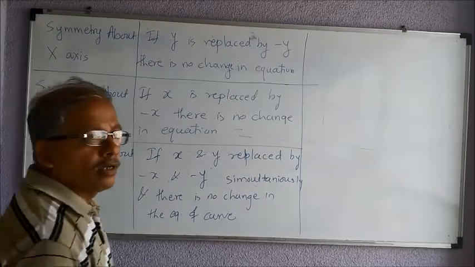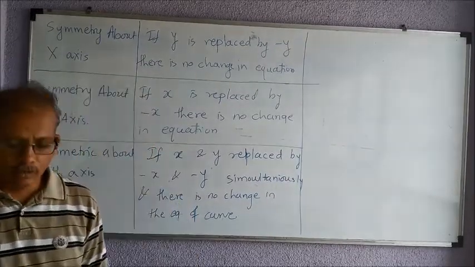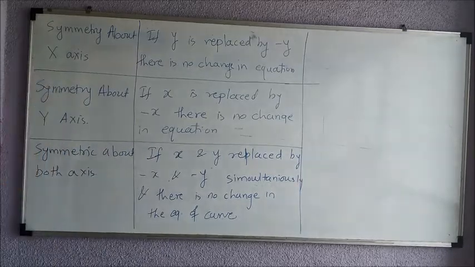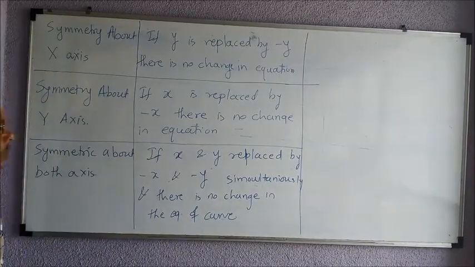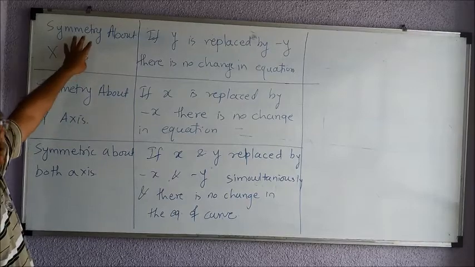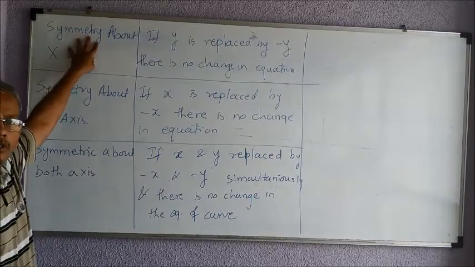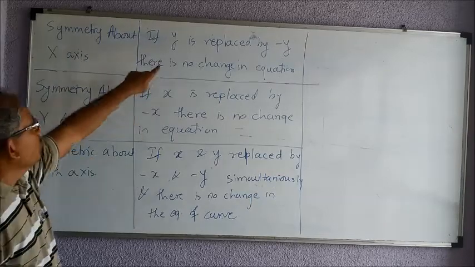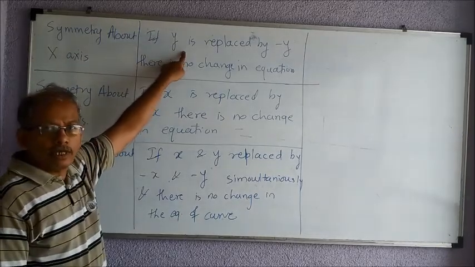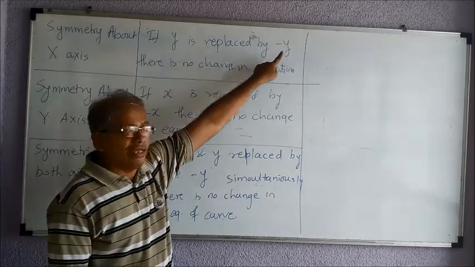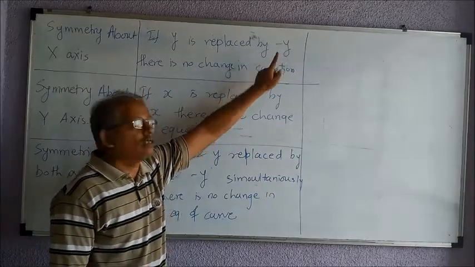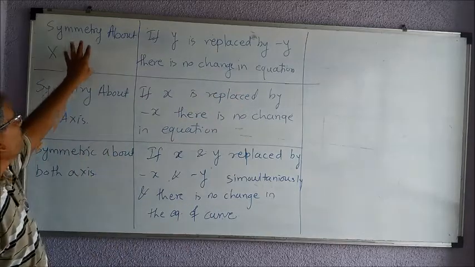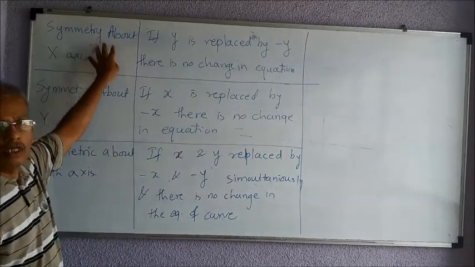Hello friends, let us look at the important point in curve tracing, and that is the symmetry about the axis. So here I have written some of the rules. When your equation is symmetric about the x-axis, how will you find this out? Whenever you replace only y by minus y in the given equation and there is no change in the equation, then certainly the curve is symmetric about the x-axis.